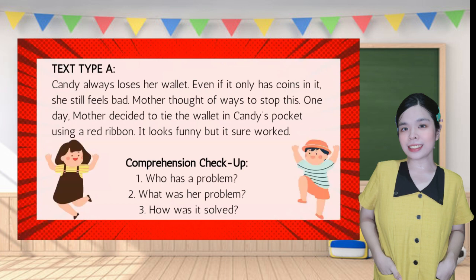So we have here the text type A. Candy always loses her wallet. Even if it only has coins in it, she still feels bad. Mother thought of ways to stop this. One day, Mother decided to tie the wallet in Candy's pocket using a red ribbon. It looks funny, but it sure worked.